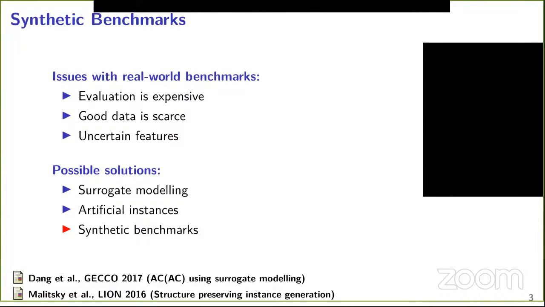What I will try to say is that GI might need synthetic benchmarks, so completely artificial benchmarks that are obtained using real-world software, but that are very cheap to evaluate.